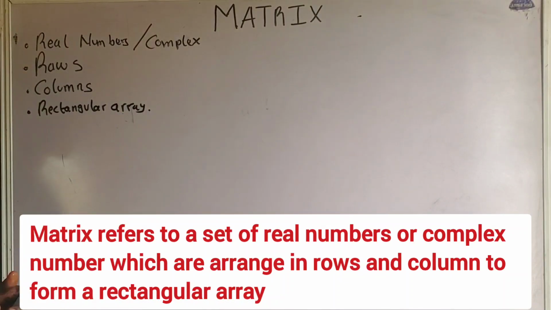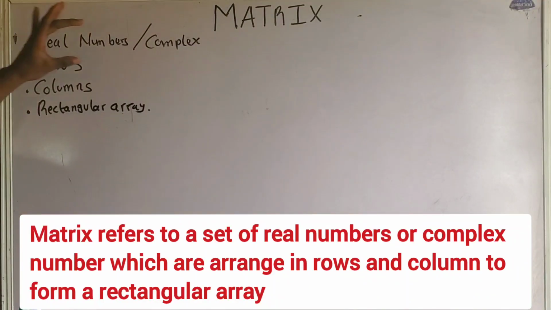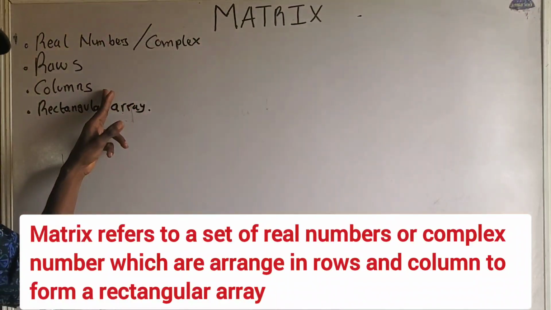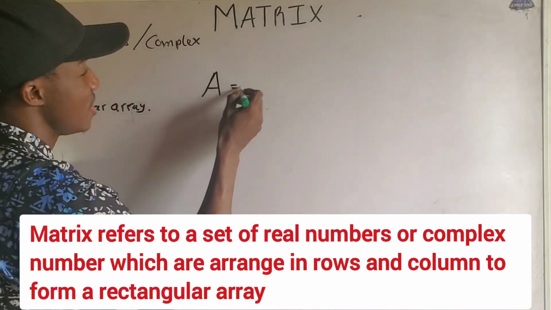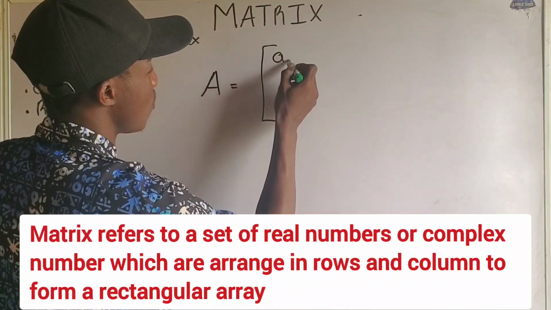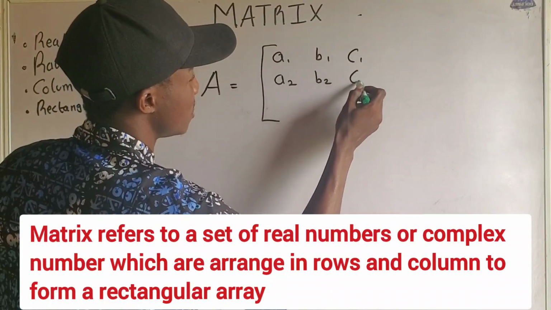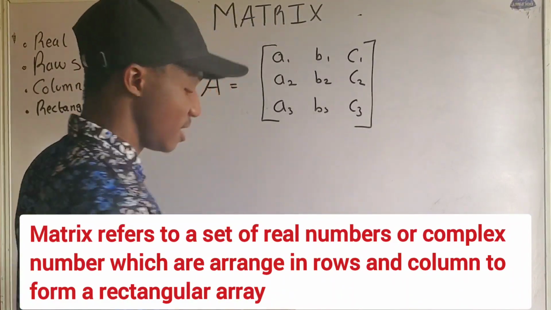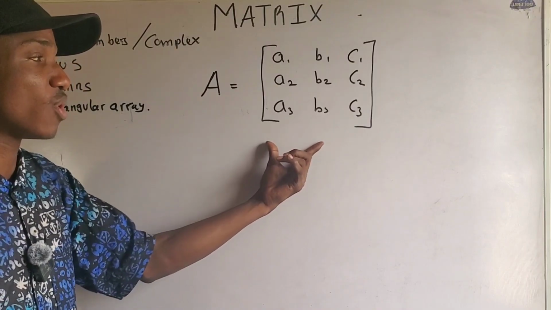So I'm going to explain. When we talk about matrix, we are referring to a set of real numbers, and these numbers are arranged in rows and columns to form a rectangular array. Now listen, let's say we have A equals to A1, B1, C1, A2, B2, C2, A3, B3, C3. A typical example of what I'm talking about in the definition is this. Look at this. This is a typical example of matrix.